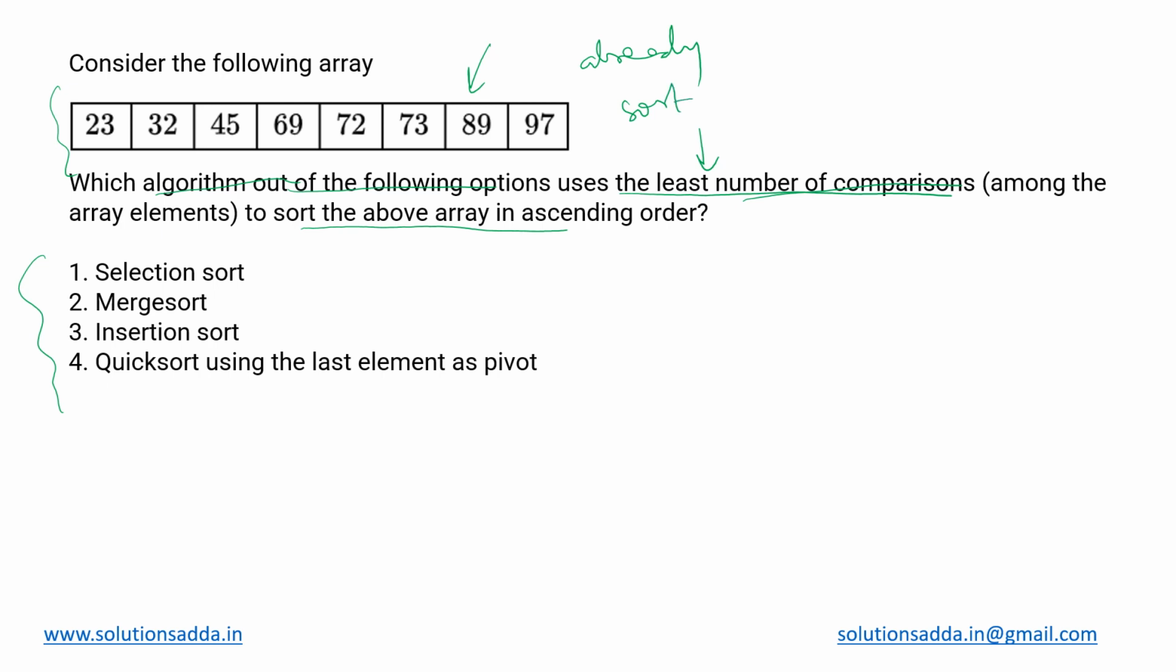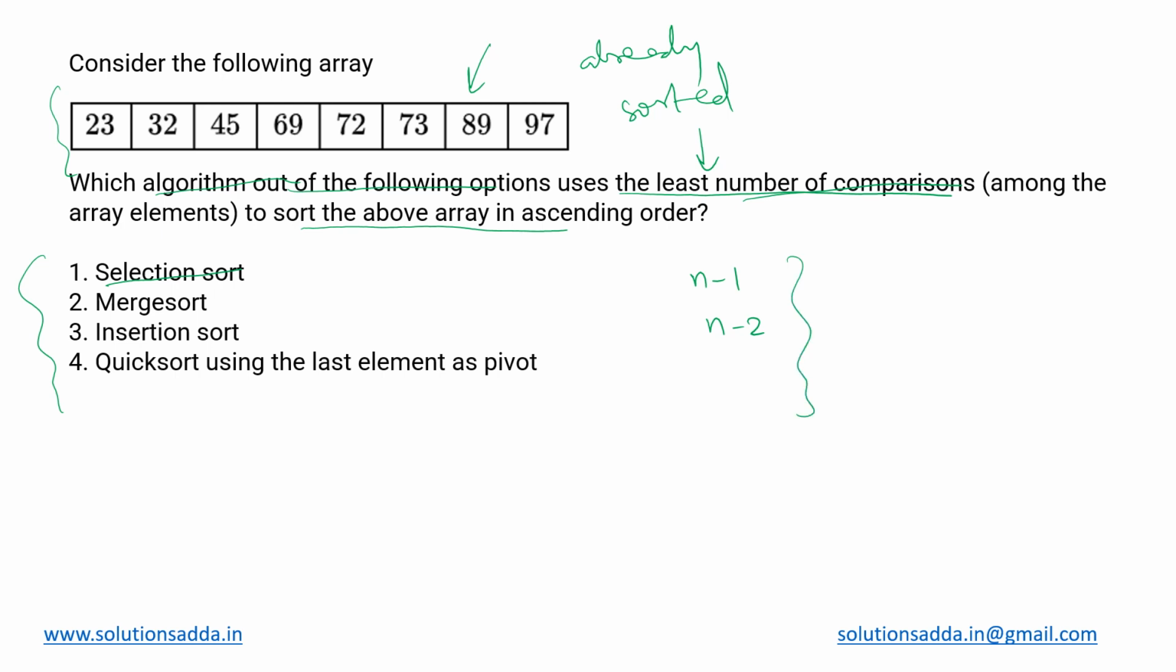In this case, when an array is already sorted, these algorithms will behave in a different way. Let us see for everyone. The first, selection sort: if the array is already sorted, it will give the worst performance. In the first pass, it will make n-1 comparisons. Then in the second pass, it will make n-2 comparisons and so on.